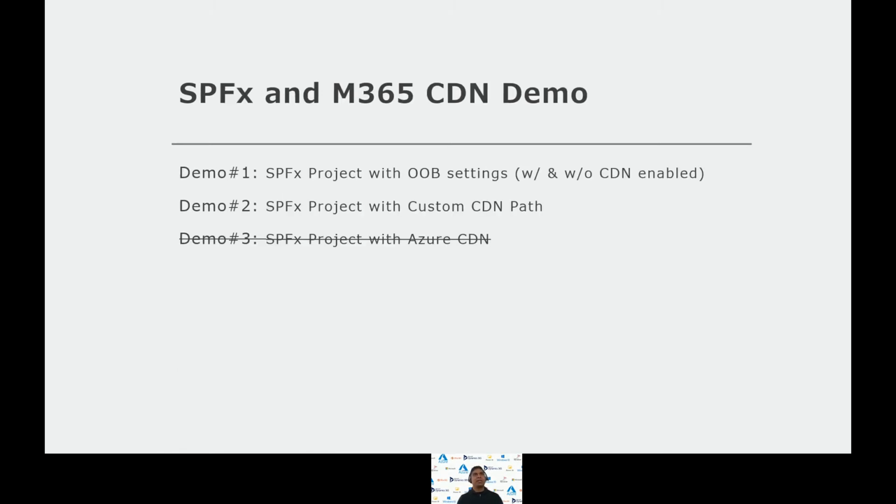So we'll jump into a quick demo, and I'll show you where I provisioned 2 SharePoint Framework projects, and one with out-of-the-box settings, no changes, nothing. We'll deploy that and see how it behaves. And then in the second demo, I'll show you how you can take control of where the assets can be stored. And the third demo with Azure CDN, due to time constraint, I will not be showing that. Instead, I'll put a link in the chat window to a Microsoft Docs article with a step-by-step on how to use Azure CDN as your CDN location for SharePoint Framework projects.